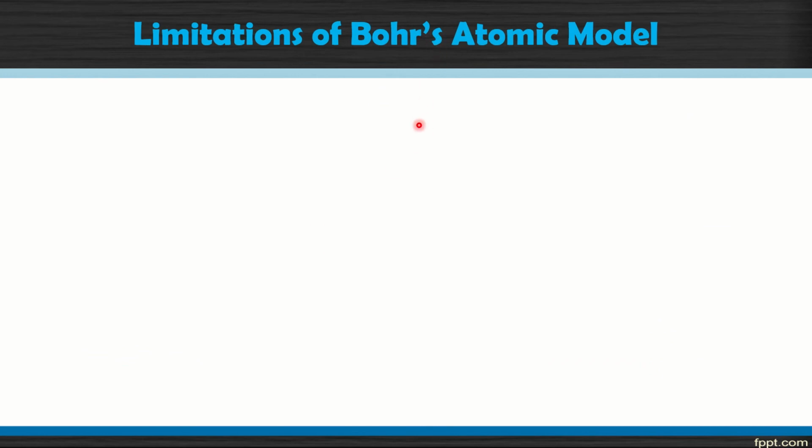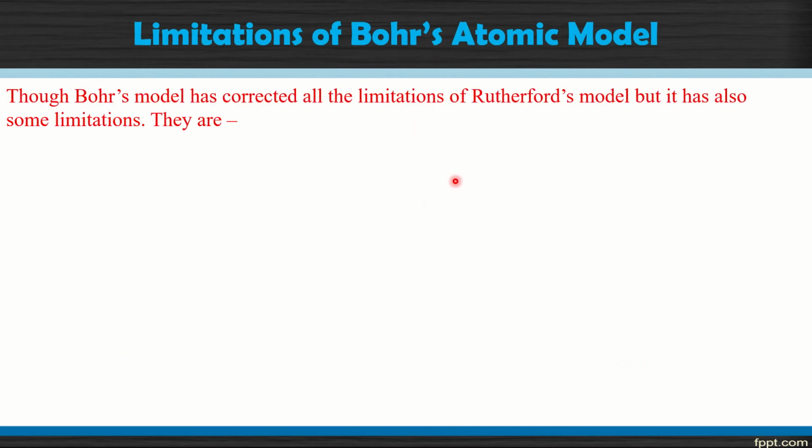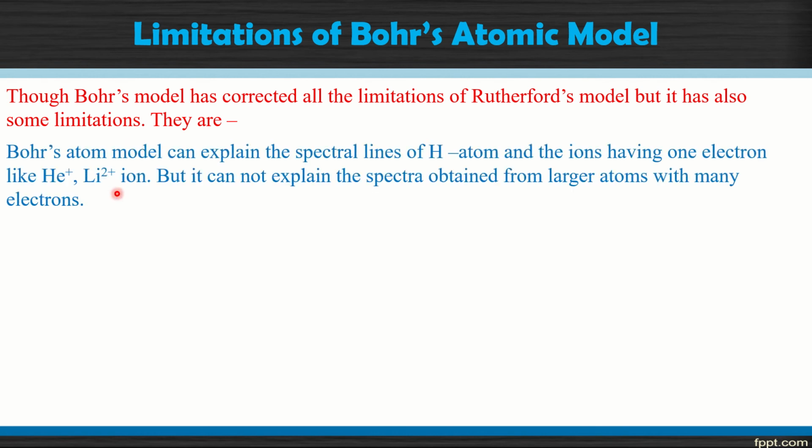Now, this Bohr's atomic model also has some limitations. Though Bohr's model has corrected all the limitations of Rutherford's model, it also has some limitations. They are: Bohr's atomic model can explain the spectral lines of the hydrogen atom and the ions having one electron, like helium ion, lithium dipositive ion, etc. These have one electron, but it cannot explain the spectra obtained from larger atoms with many electrons.